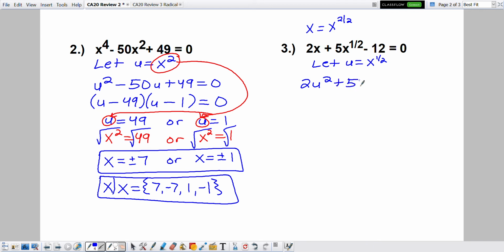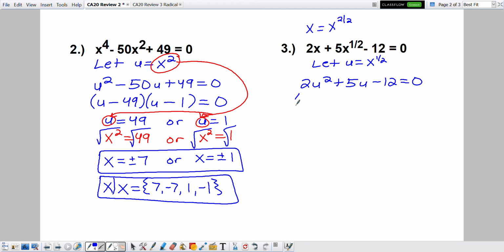So then it becomes plus 5u minus 12 equals 0. It's a good rule of thumb: if you have it in descending order and it's a trinomial, this middle exponent is often what you're going to put as what u equals. So if you're stuck, you're confused, you don't know what to do, more often than not, it's the middle exponent.